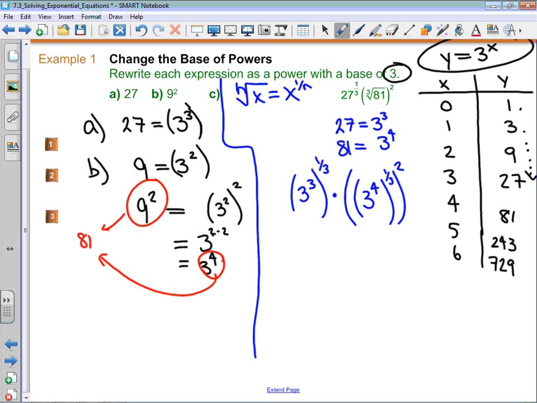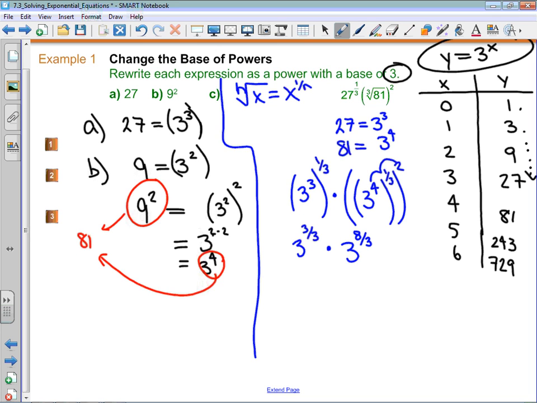All right, what's going to happen here to finish the question is we're going to put those powers to a power. So 3 cubed to the power of 1/3 is 3 to the power of 3 times 1/3, which is 3 over 3. I'm going to multiply that. Here it's 3 to the power of 4 to the power of 1/3 to the power of 2. So that's going to be 3 to the power of 4 times 1/3 times 2, which is 8/3.